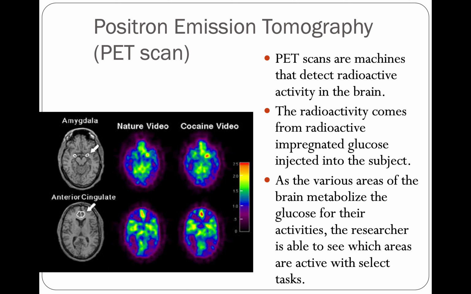PET scans are machines that detect radioactive activity in the brain. The radioactivity comes from radioactive impregnated glucose injected into the subject. As the various areas of the brain metabolize the glucose for their activities, the researcher is able to see which areas are active with select tasks. This is somebody watching a nature video, and this is somebody who's a cocaine addict watching. Or I guess it's the same guy. He's watching a cocaine video. You can see how much more excited he gets from watching the cocaine video.